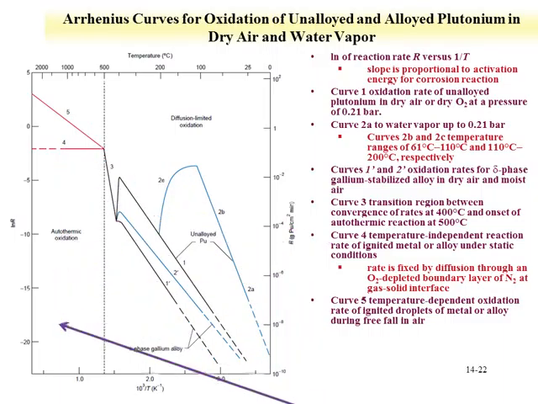And then if we do an experiment where you would have droplets of the metal or alloy that were burning during a free fall, you would actually increase the rate with temperature. So the data from this curve demonstrate the role of water in the oxidation and the fact that the alloys are less susceptible to oxidation than plutonium metal.